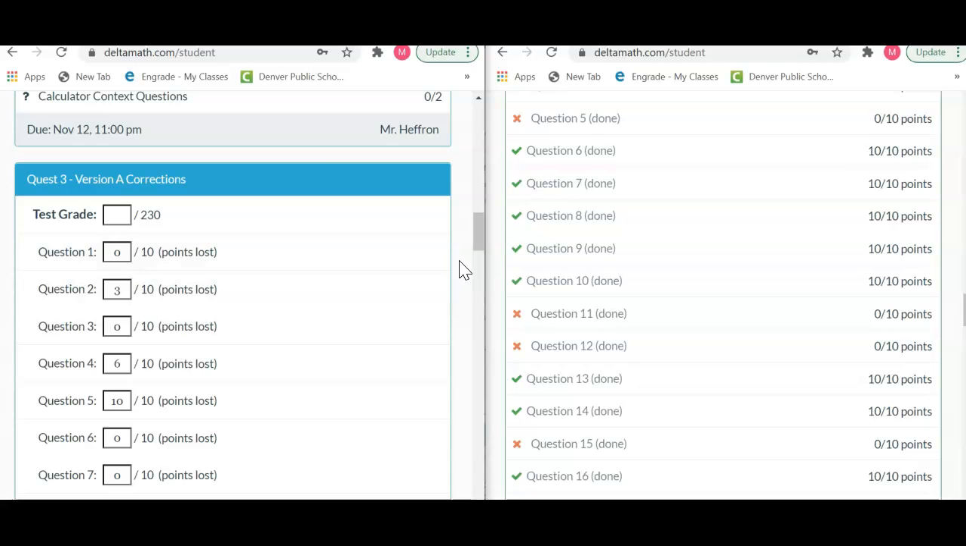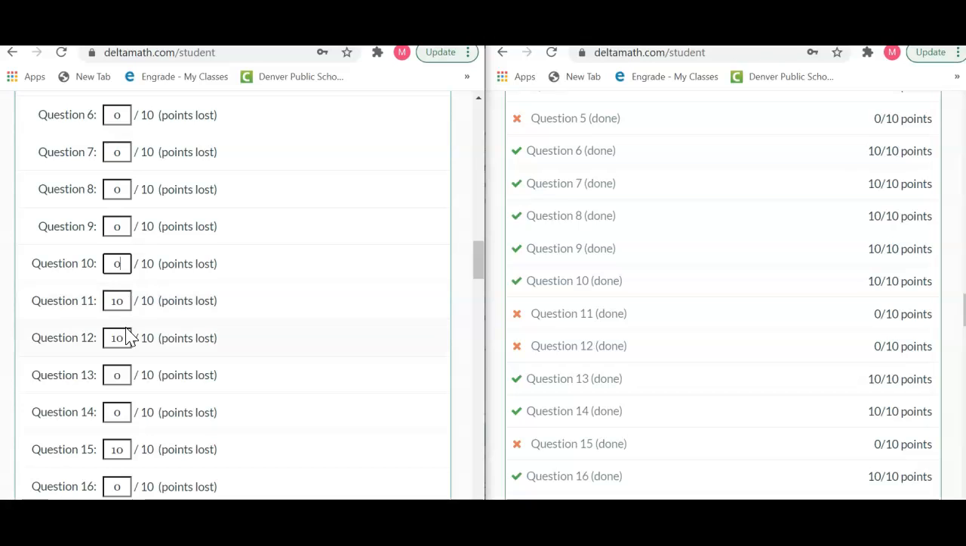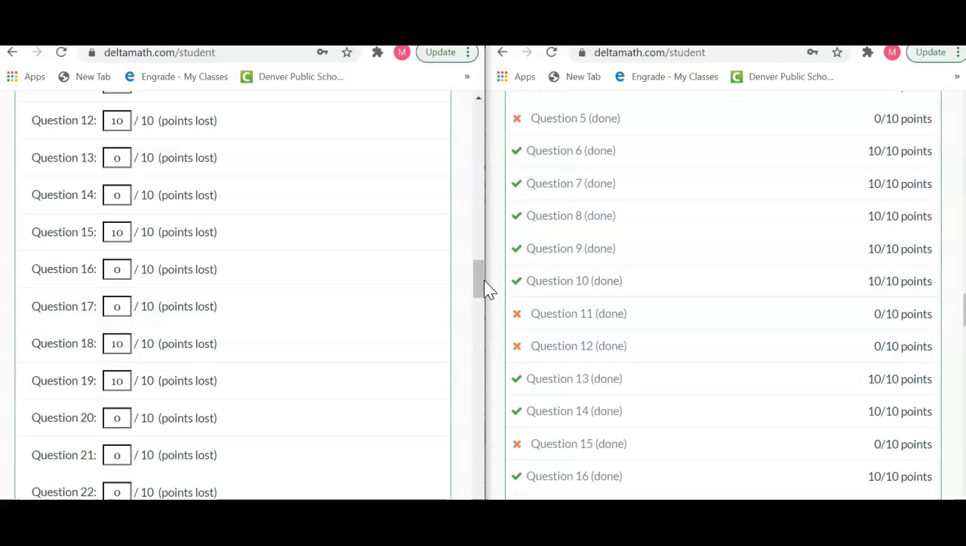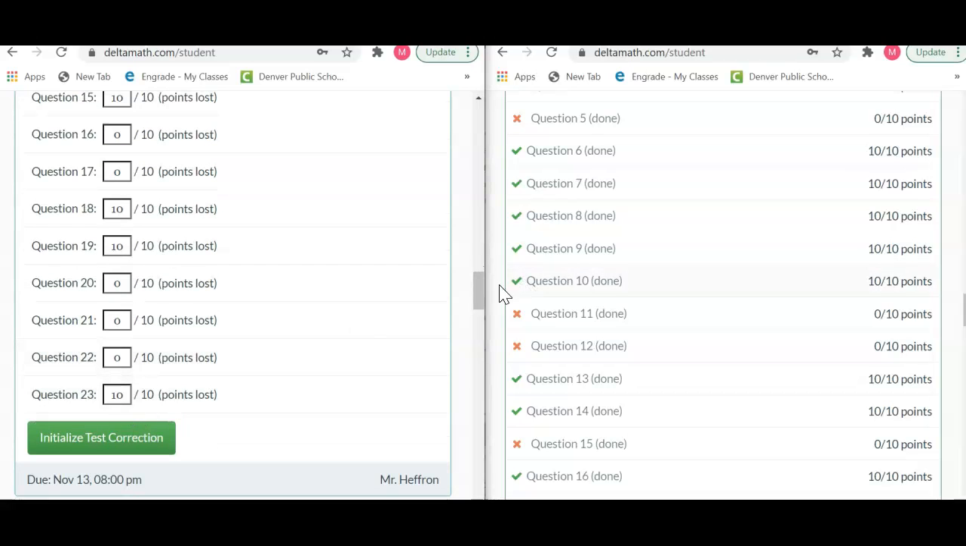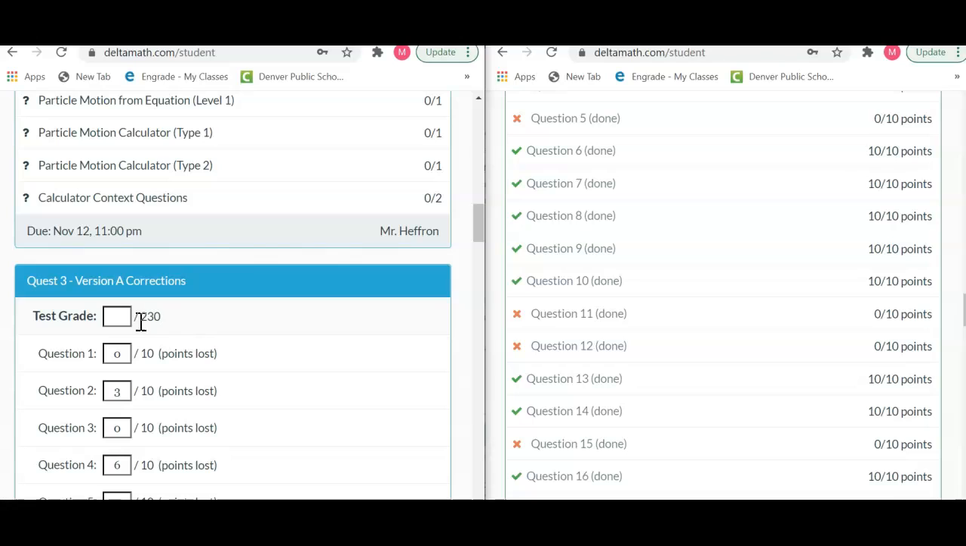So I'm going to add up all of these. 3 plus 6 is 9, plus 10 is 19, 29, 39, 49, 59, 69, 79. So I don't put 79 in here, I put 230 minus 79. Well, I don't want to make a mistake, so I'm going to go to my calculator. 230 minus 79. 151 was my test score out of the 230 points I could have had.